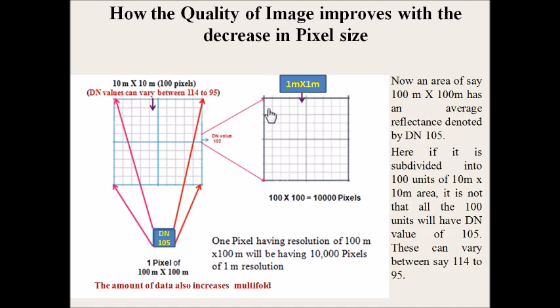then there would be 100 pixels, and each of these pixels will have DN values which may range between 114 and 95. That is, it is not that each of the 100 pixels will have a DN value of 105.